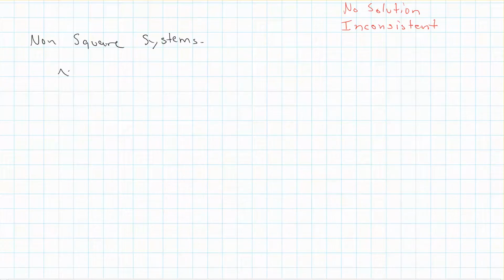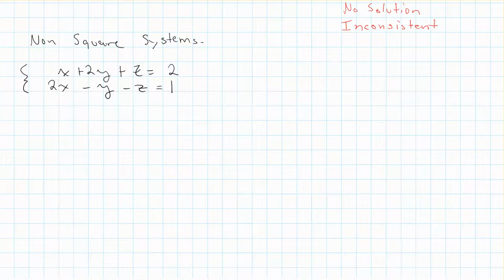So let's look at x plus 2y plus z equals 2, and then 2x minus y minus z equals 1. And so this is going to be my system. Now, right away, since this has only got 2 equations, it doesn't mean we have no solution. In fact, it means the opposite: we're probably going to have an infinite number of solutions. But we're still going to put it in echelon form here. It turns out there's only one step we need to do. All I'm going to do is -2 row 1 plus row 2.